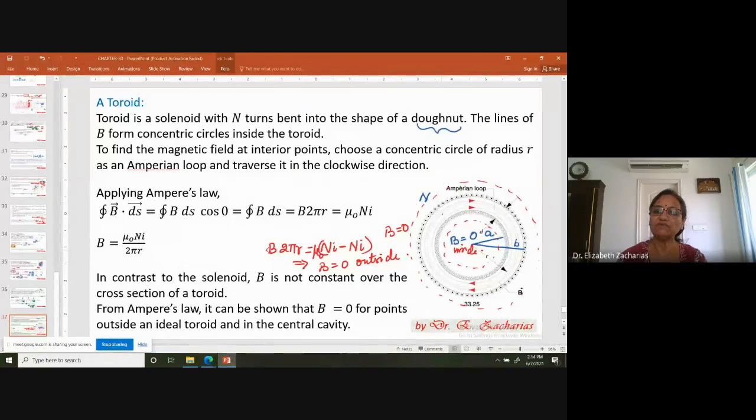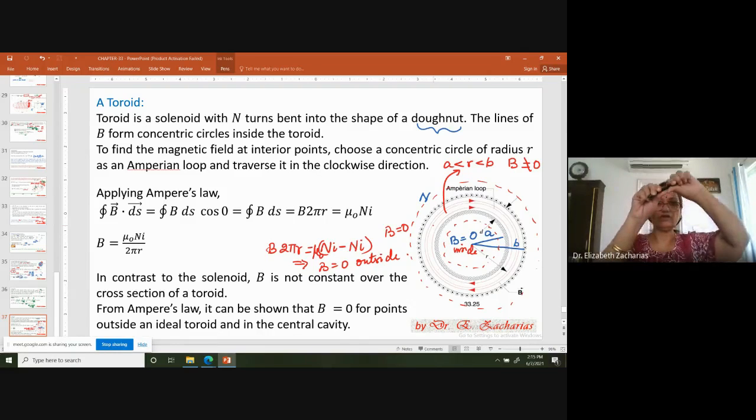That means somewhere between these two, between a and b, the magnetic field is not equal to zero. So we have to find out what that magnetic field is. You know that if you take a solenoid, the magnetic field is parallel to the axis.